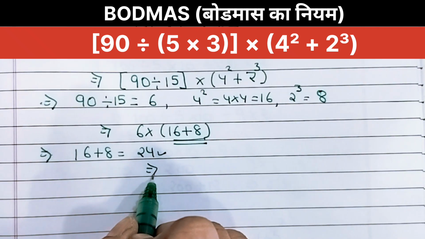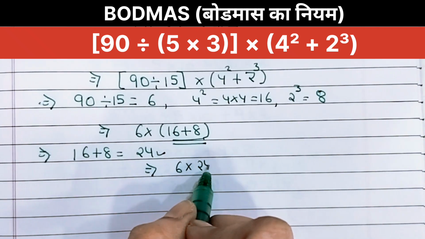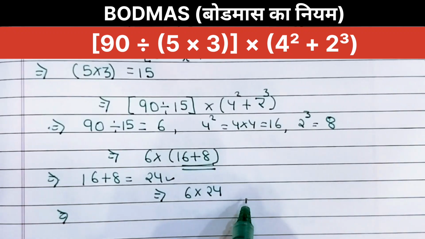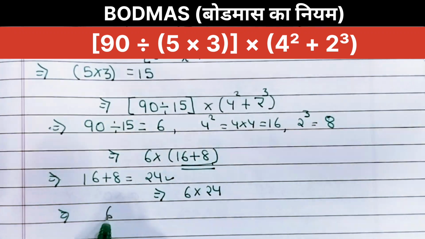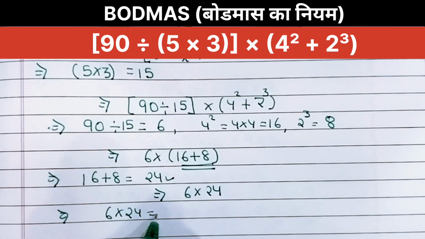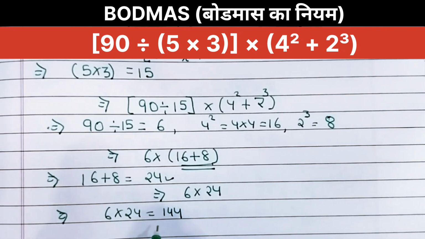Now the new expression becomes 6 multiplied by 24. Perform the final multiplication. Now multiply the digits. 6 multiplied by 24 gives you 144 and this is the final remaining operation and this is the final result.